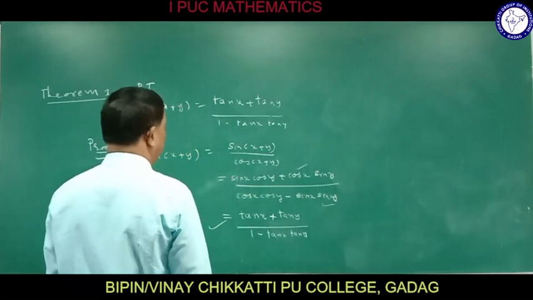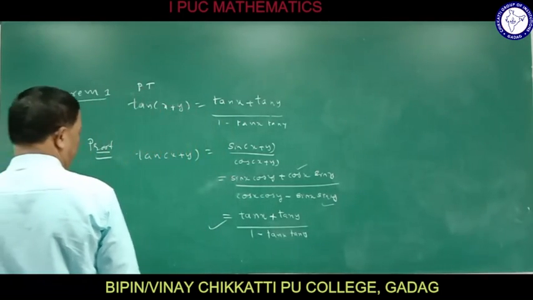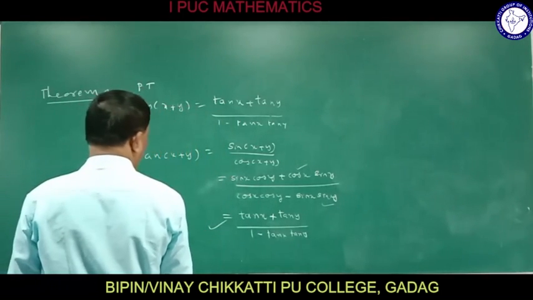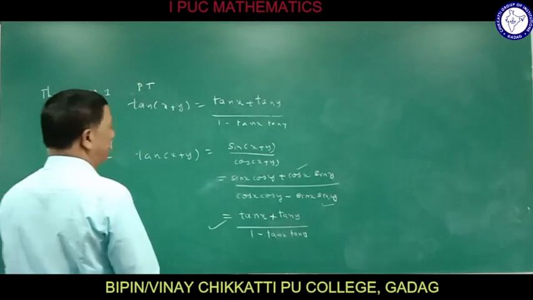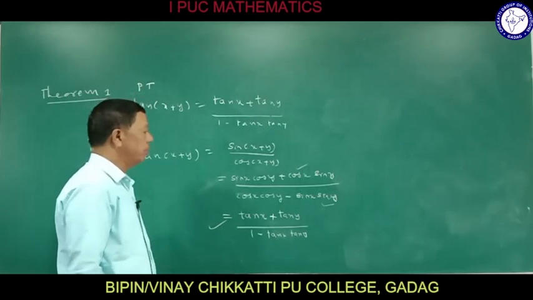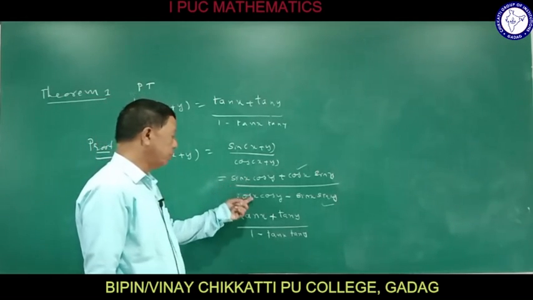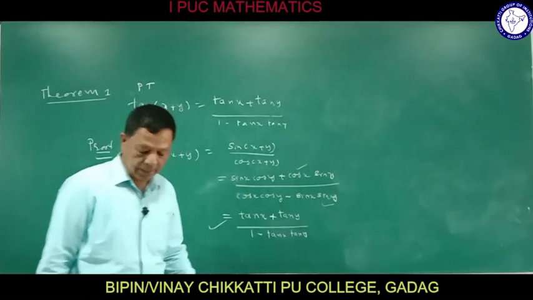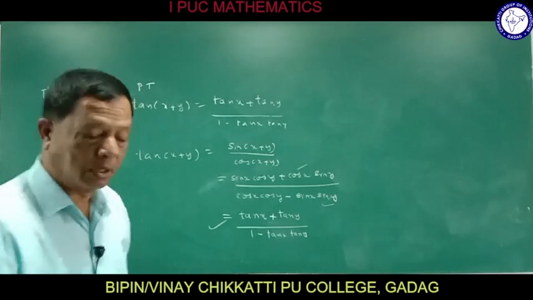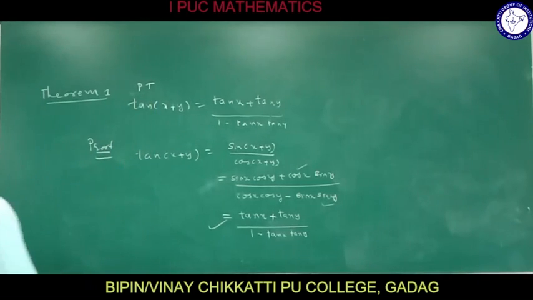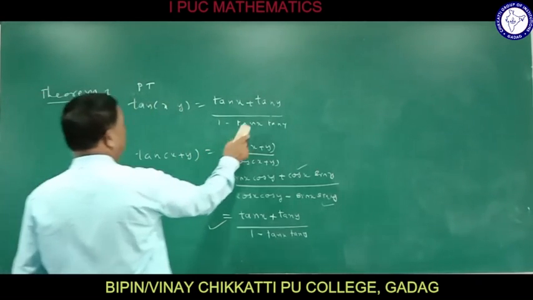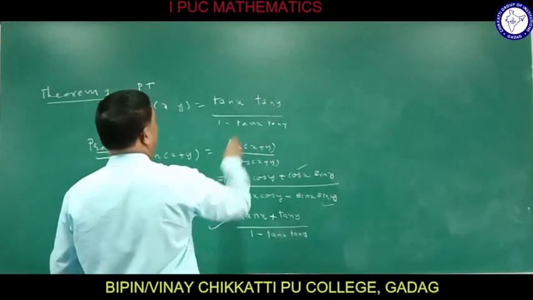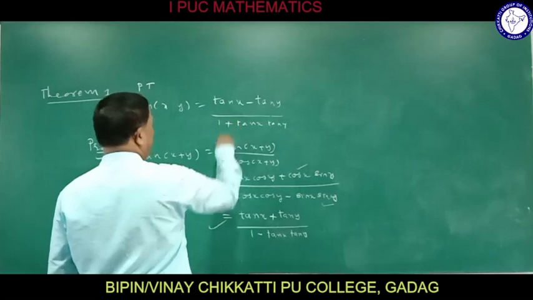Tan x plus tan y, whole divided by 1 minus tan x tan y. So it is very simple, you can understand how it is divided. And here you note that we are dividing the numerator and denominator by cos x cos y. And now we have to prove this for x minus y. The formula is tan x minus tan y, and the denominator becomes plus.